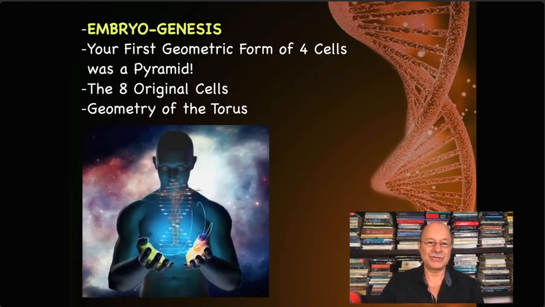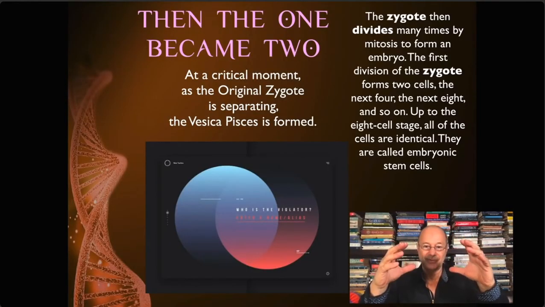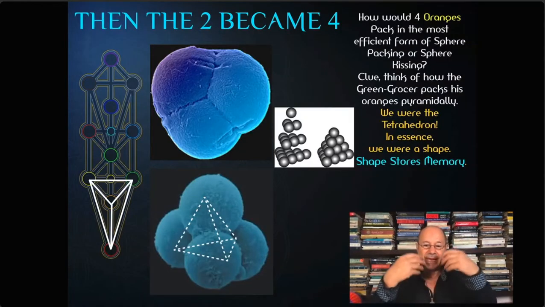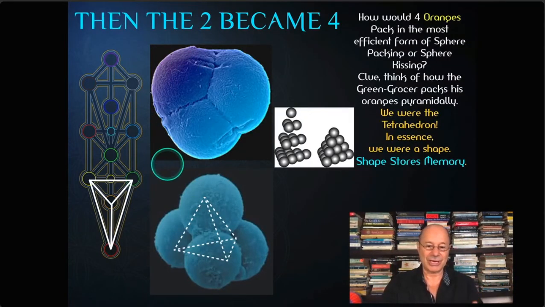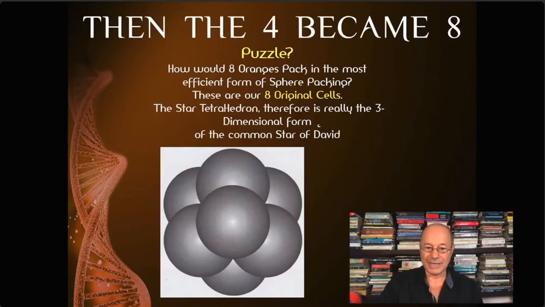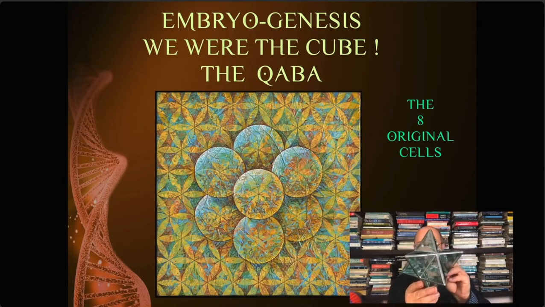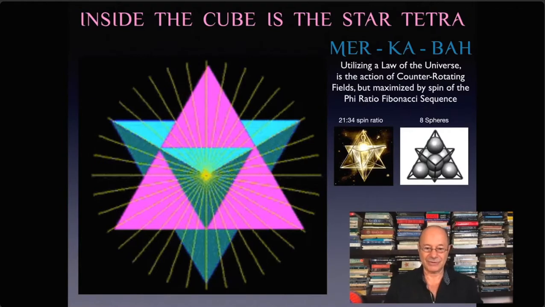So these are called the 8 original cells, which kind of means that originally when the 1 became the 2, we separated from source and the 2 became 4. So at one point the first shape you formed was a tetrahedron, the center of 4 spheres. So this is your unique geometry, your essence. You were a shape that stored all this memory. And then the 4, as you know, became the 8 cells. So that's why I'm talking about purpose and follow your light within, because you have all the memory of all your previous lives in your 8 original cells. And the centers of these 8 form the star tetrahedron.